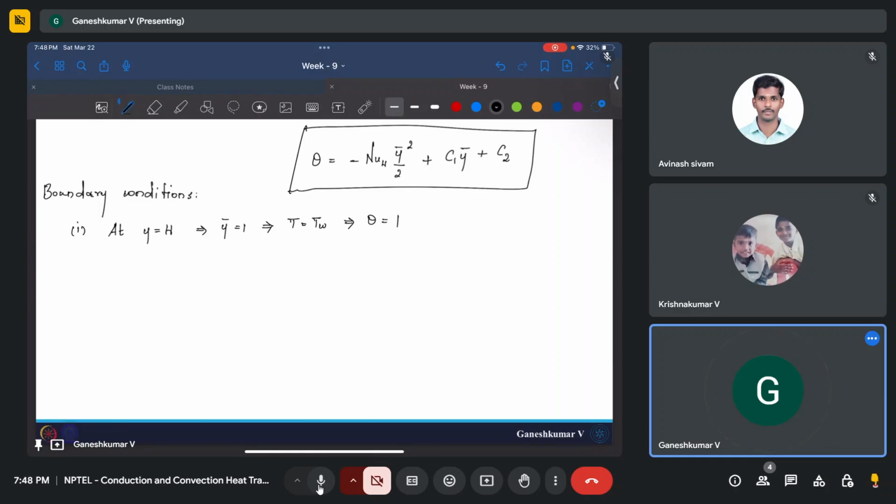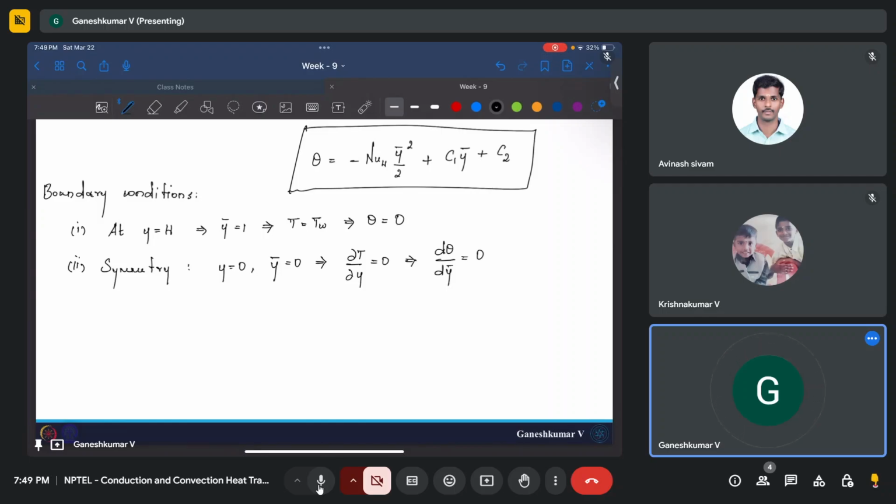Sorry, in that case, T minus T wall means T wall minus T wall, right? So this becomes 0. It's not 1. Okay, that is one, and this is the wall condition. The other is symmetry along the x-axis. So we know that at y equal to 0, which is the same as y bar equal to 0, dou T by dou y is 0. So if that is the case, we know that d theta by dy bar is equal to 0.